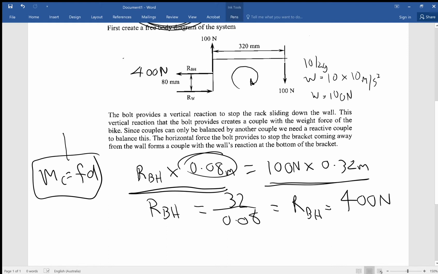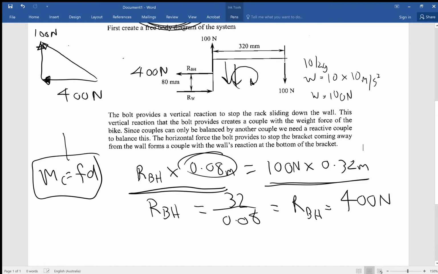The bolt has two forces acting on it. It has a 400 Newton force going this way into the wall, and we also have a force acting up to stop the bracket from sliding down the wall. So we can take that, and we know that we want to add to find our resultant force, because we have two forces acting on the bolt, one horizontal and one vertical. So the resultant is going to be that 400 newtons plus the 100 newtons. We add our vectors tail to tip, and then we have our resultant.